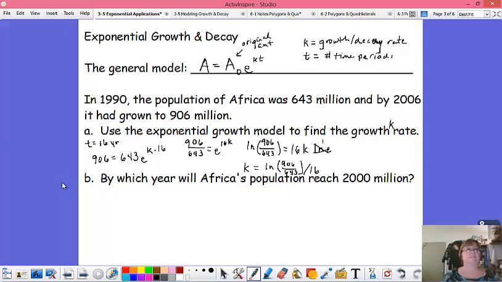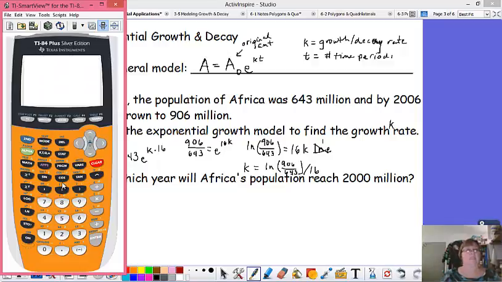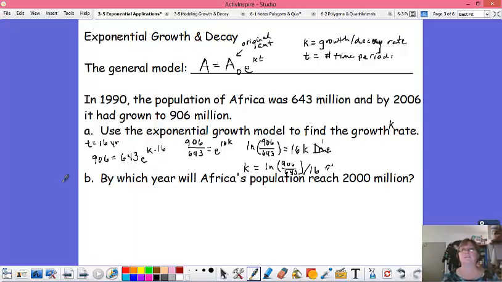Let's get that calculator out and let's see what we can come up with. Alright, let's go to our calculator. We know we need the natural log of 906 divided by 643. Then we need that quantity divided by 16. And apparently our growth rate is about 0.0214, right around 0.0214. So they are growing. Okay, that's looking like about 2% per year.